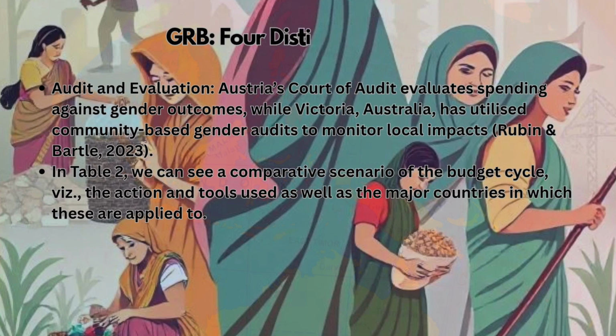And in audit and evaluation, Austria's Court of Audit evaluates spending against gender outcomes, while Victoria, Australia, has utilized community-based gender audits to monitor local impacts. Now, in Table 2, we can see a comparative scenario of the budget cycle, namely the actions and tools used, as well as the major countries in which these are applied.